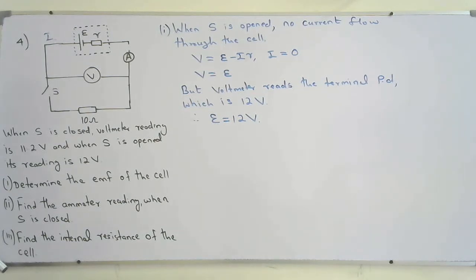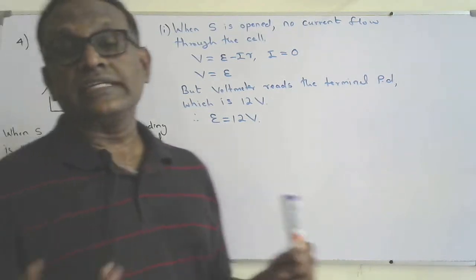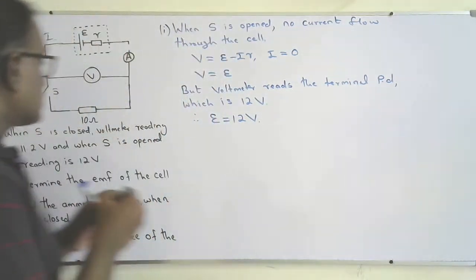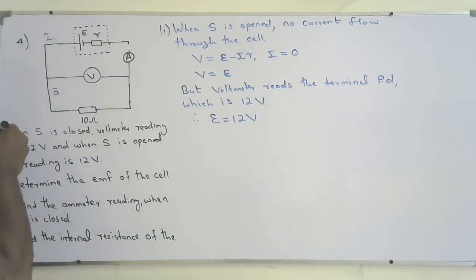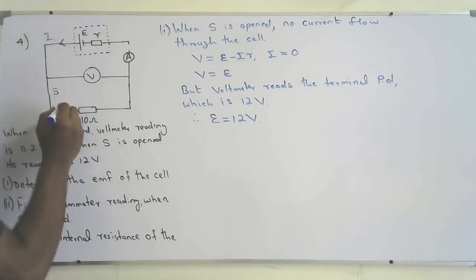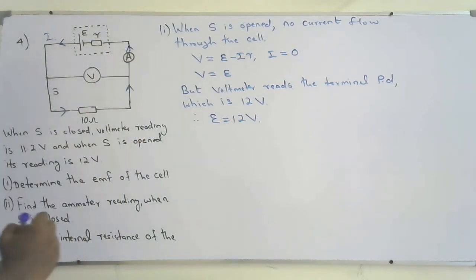Second part, find the ammeter reading when S is closed. When S is closed, we know the terminal potential difference is 11.2 volts. That is the voltage across the 10 ohms also. The current flowing through the cell will flow through the 10 ohm resistor, and that will be the current flow through the ammeter also.